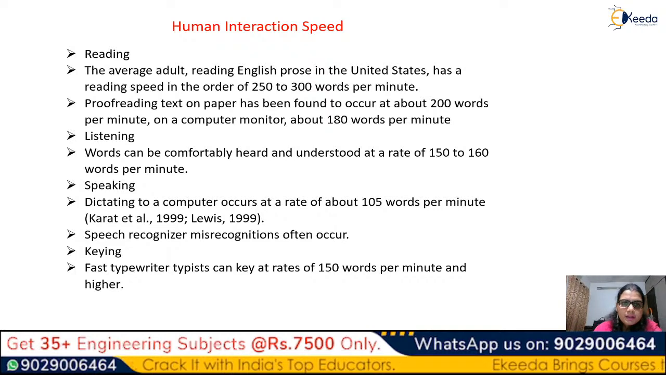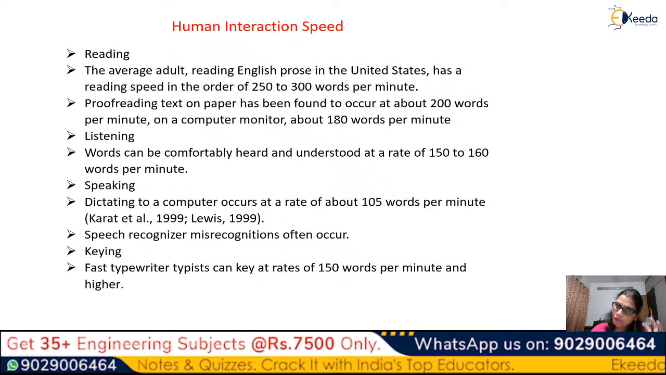Next, human interaction speed. So accordingly, we have seen the features. Now interaction speed: we have reading speed, listening, speaking, and keying. Reading, in the United States, is in the order of 250 to 300 words per minute. Proofreading text on paper occurs at about 200 words per minute. Words can be comfortably heard and understood at the rate of 150 to 160 words per minute. So this is reading and listening, how much we can understand per minute.